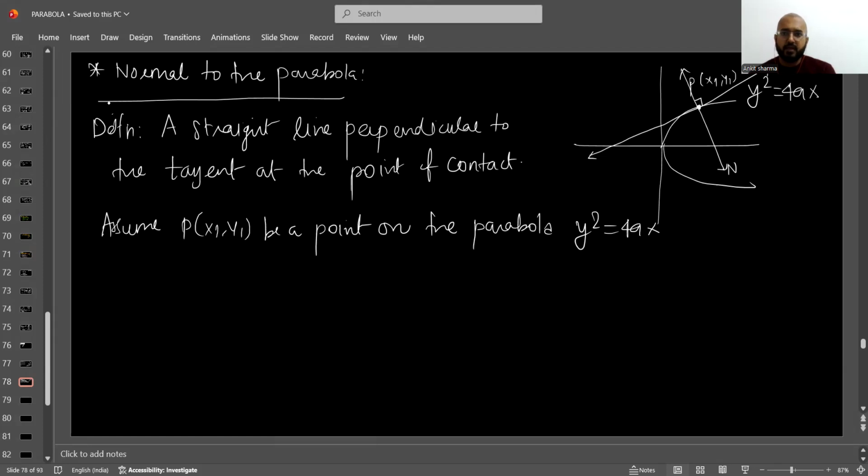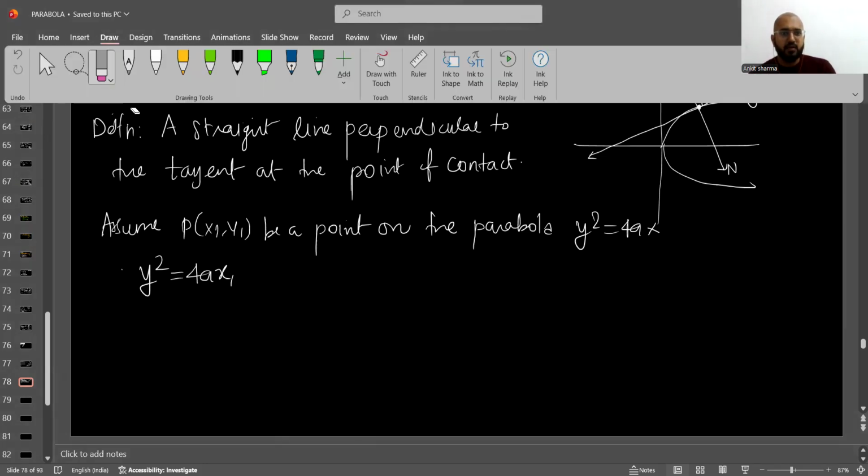So now I want the slope. Since you have y square is equal to 4ax, now we want the equation of normal basically. So I have the point here. That means if I get the slope at this point, I'm done. I know the slope of the tangent, so I can take the negative reciprocal of the slope of tangent to get the equation of normal. So I'll be differentiating this equation of parabola.